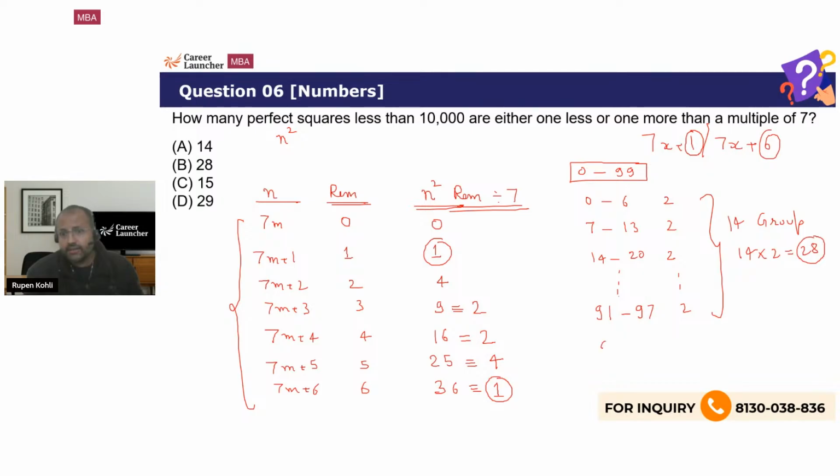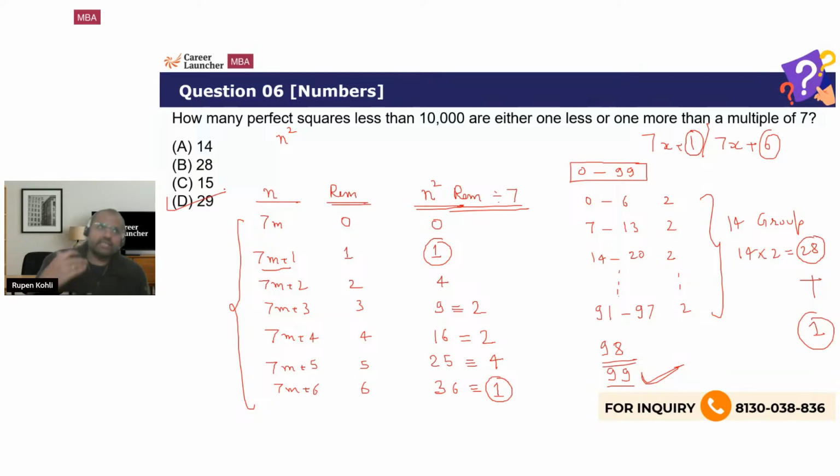But then 98 is also there and 99 is also there. 98 is a multiple of 7, that is not favorable, but 99 is a multiple of 7 plus 1. That is favorable. That will also count in. So 28 plus 1 for 99, so 29 numbers are going to satisfy this condition. So that's how you deal with such questions.